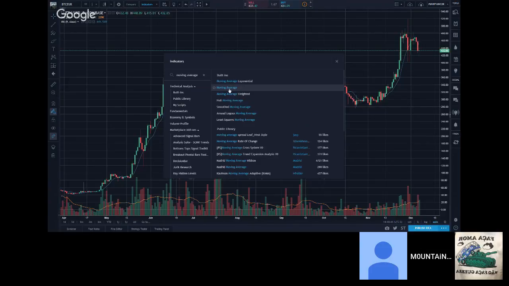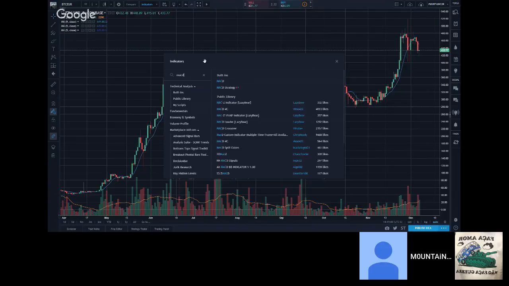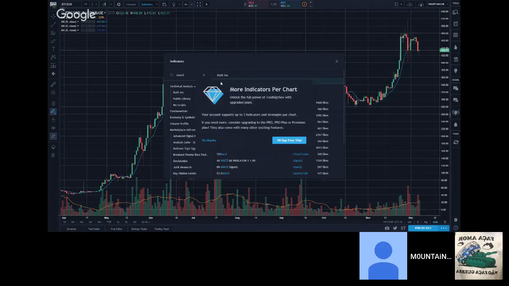And I'm actually going to add 3 moving averages for right now. So I'm going to click it again. So you can see I added one and then a second one, and I'll add a third one for right now. And there's another indicator that I'm going to add right now, and that's going to be MACD. I type that into there, and the very first one is MACD right there.